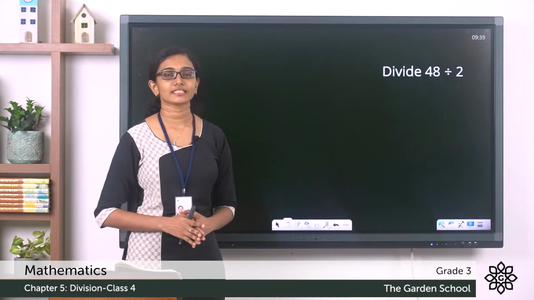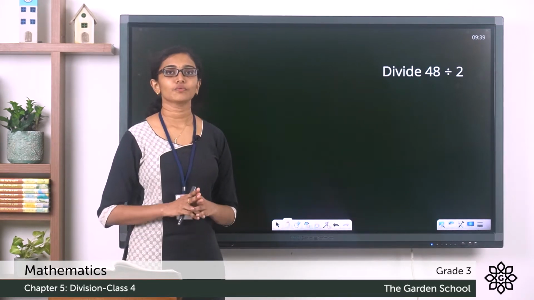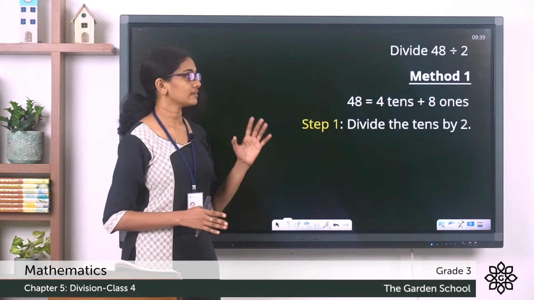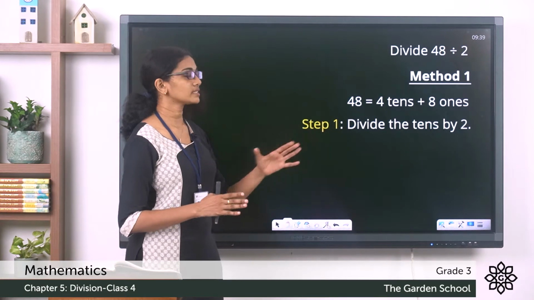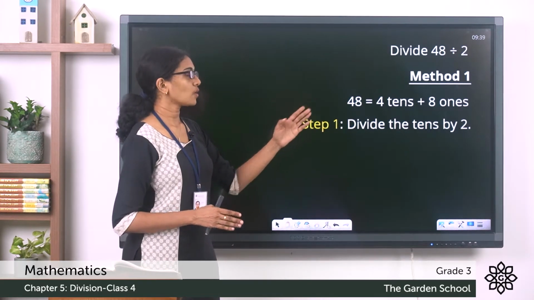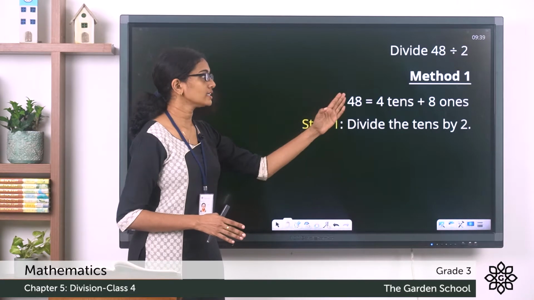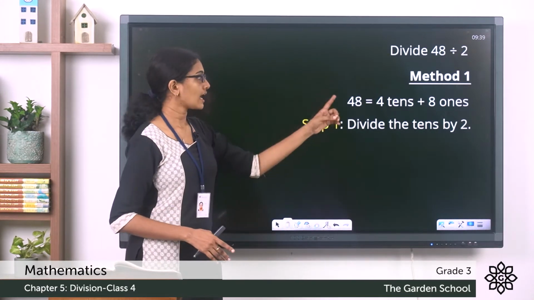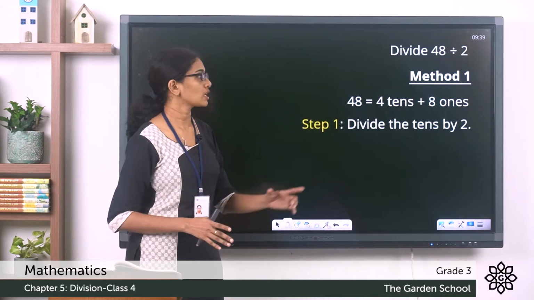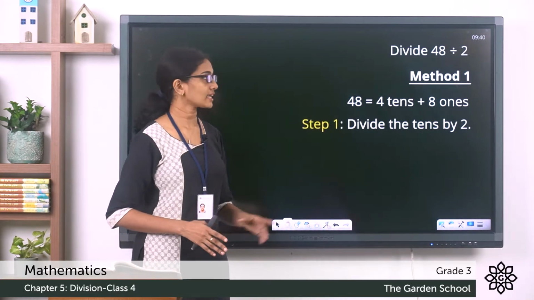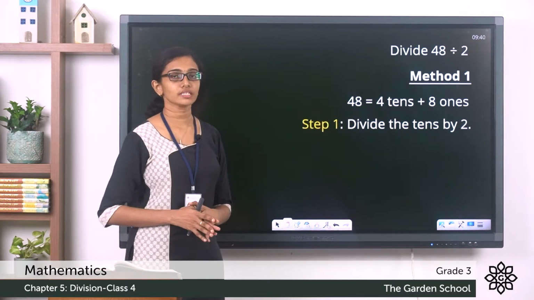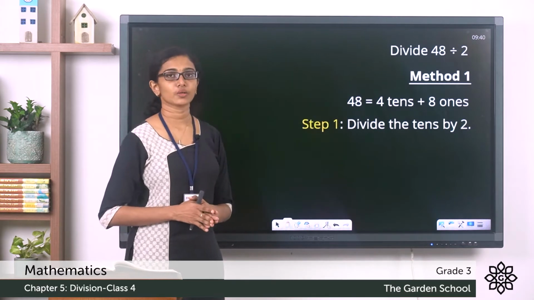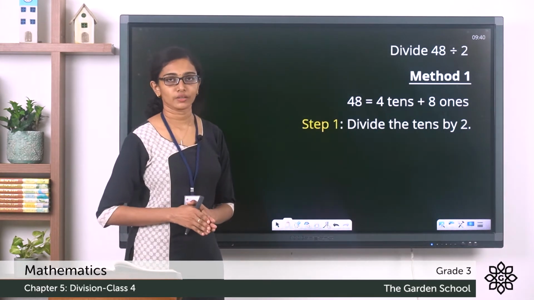You can solve this question in two methods. Let's see method 1. In method 1, we are going to split the dividend 48 into its place values. So 48 is equal to 4 tens plus 8 ones. Look at the digits. 8 is in ones place and the digit 4 is in tens place. So the place value of 8 is 8 ones and the place value of 4 is 4 tens or 40. So we can write 48 is equal to 4 tens plus 8 ones.